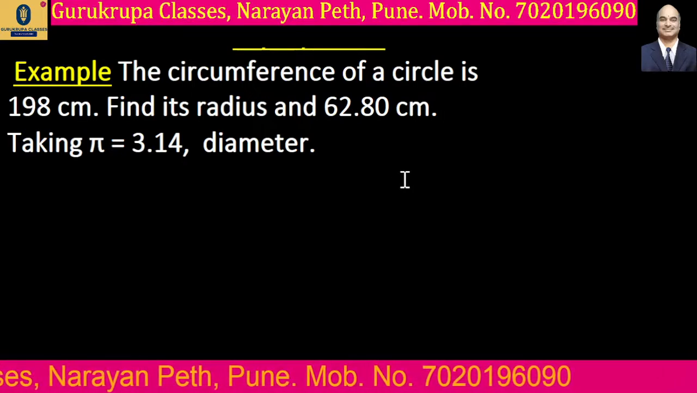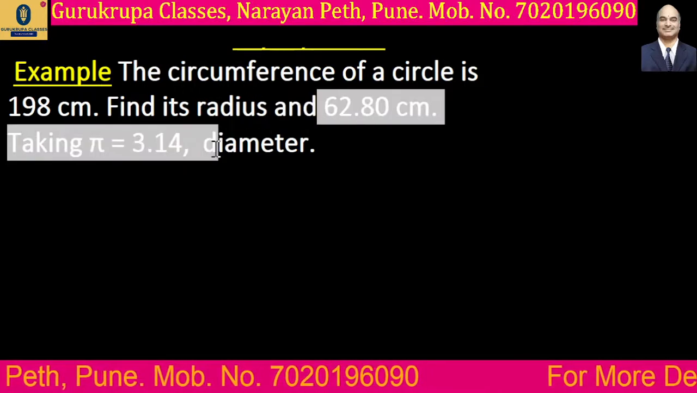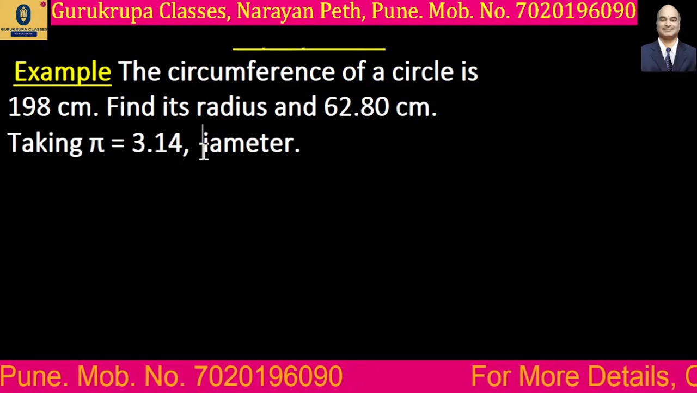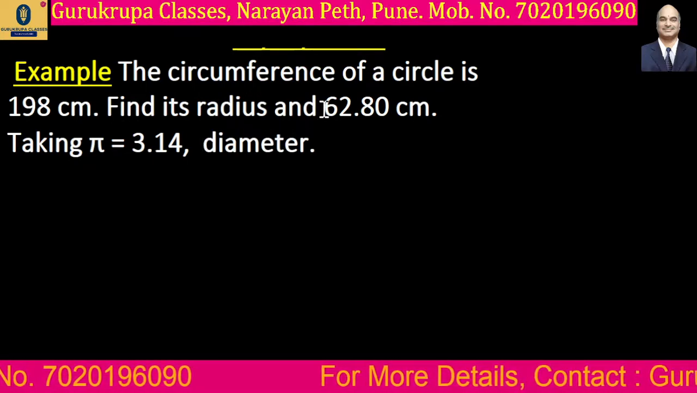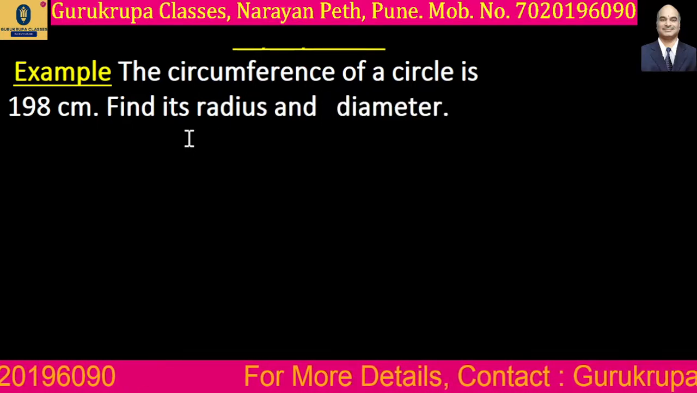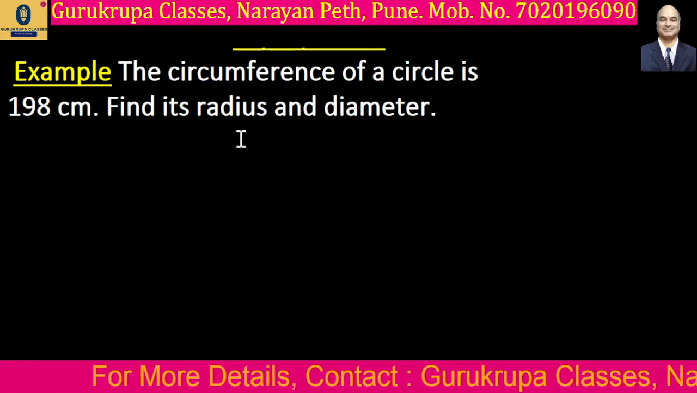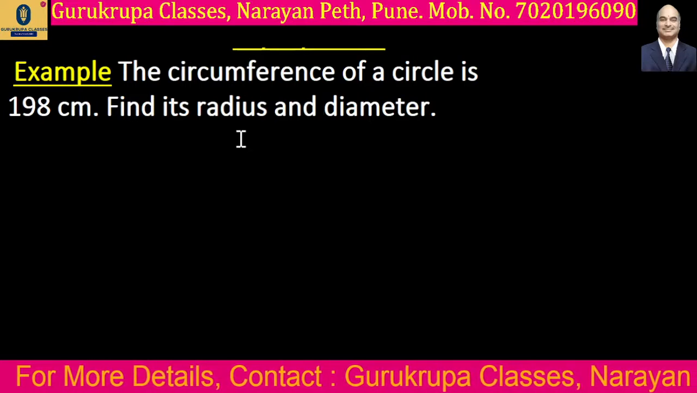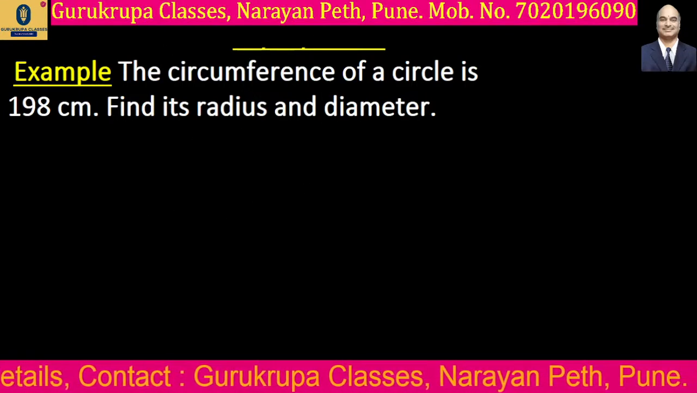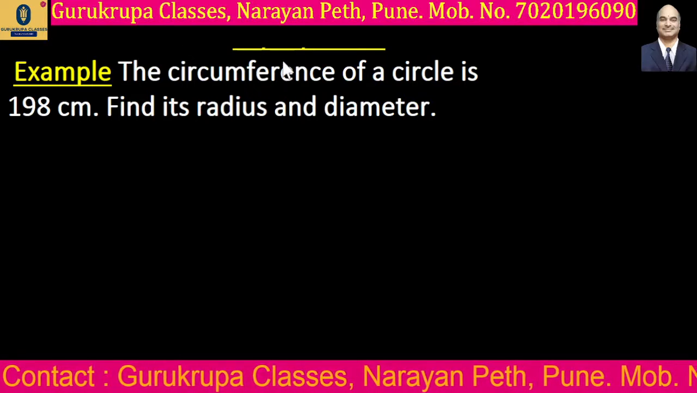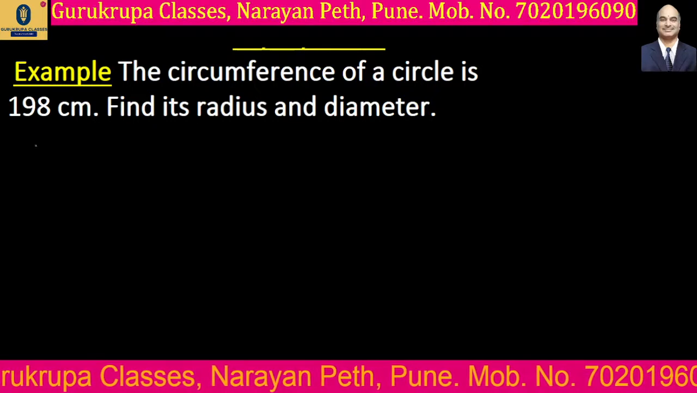And the diameter also we have to find. Radius and diameter we have to find. So here it is given to us: find its radius and diameter. Circumference is given, radius is to be found and diameter is also to be found. So we start the sum here, the solution.